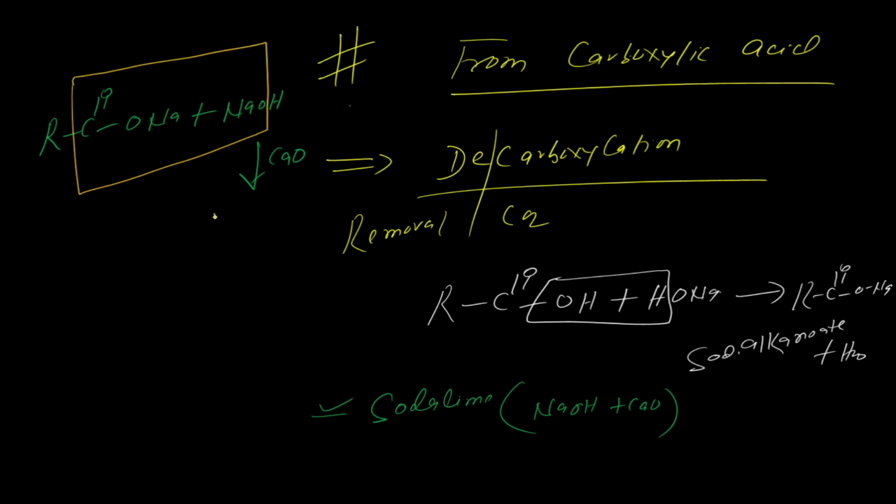Na2CO3 is out from here, and it forms an alkane plus Na2CO3. Carbon dioxide is out in the form of sodium carbonate. It forms an alkane having one carbon less than the original number of carbons in the reactant. So if the sodium salt of carboxylic acid has two carbons, the alkane will have one carbon. So it will form a one-carbon alkane.